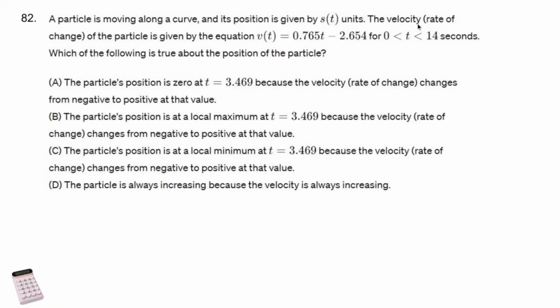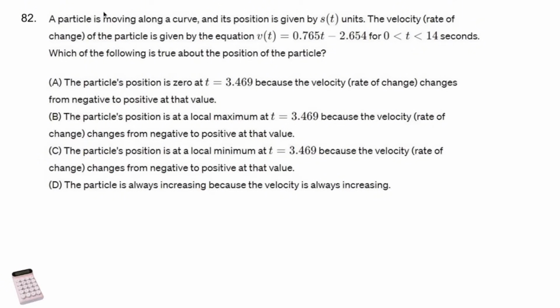A particle is moving along a curve and its position is given by s of t units. The velocity, also known as the rate of change of the particle, is given by the equation v of t equals 0. For t between 0 and 14, but not including. I probably could have included those. Doesn't make a difference. Which of the following is true about the position of the particle?